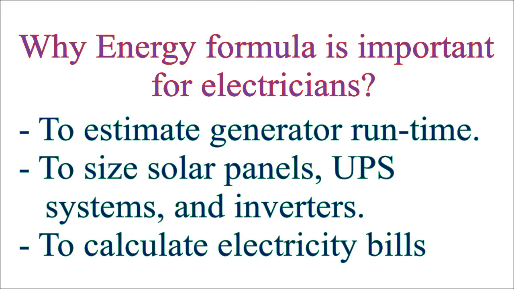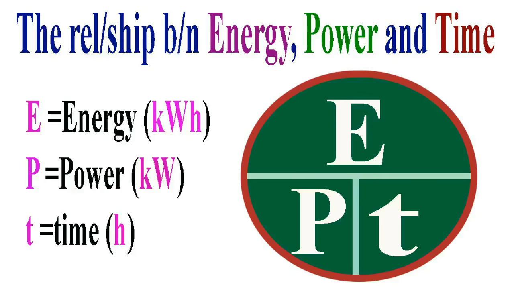In short, power tells you how fast energy is used, but energy tells you how much is used over time. The formula connects the rate of electricity consumption to the total cost and capacity needed.